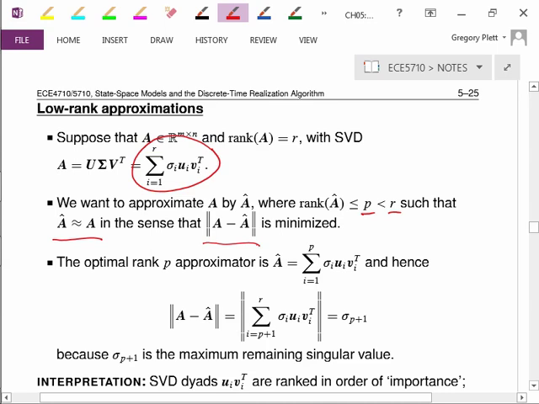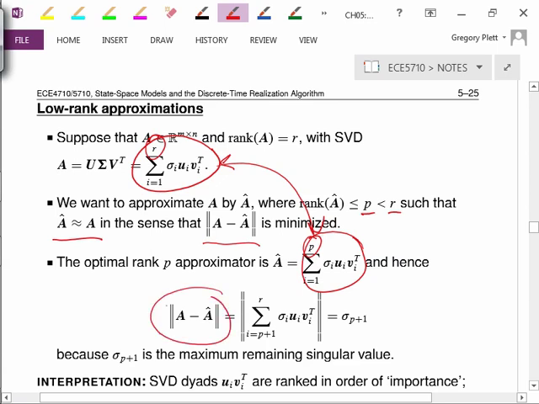Well, it turns out that the optimum rank P approximator is A hat, the sum from i equals 1 to P of the singular value terms of A. Comparing these two, the difference is that I'm keeping the most significant P singular values instead of all R singular values.